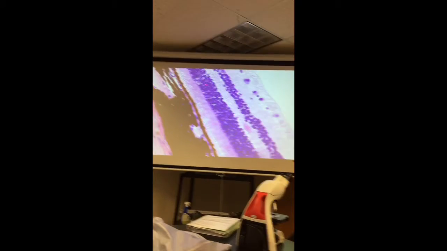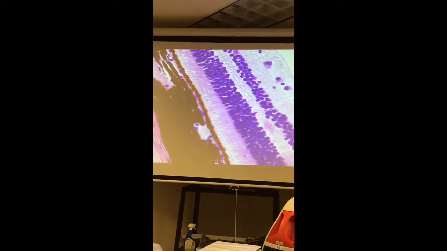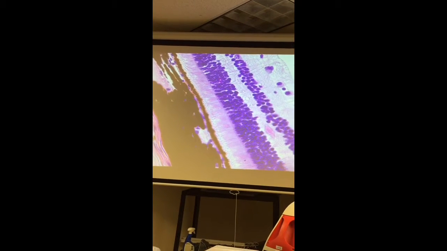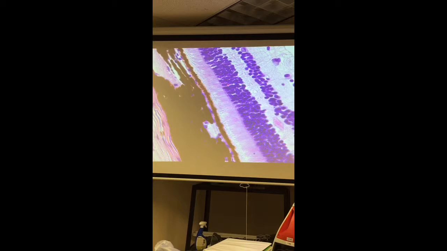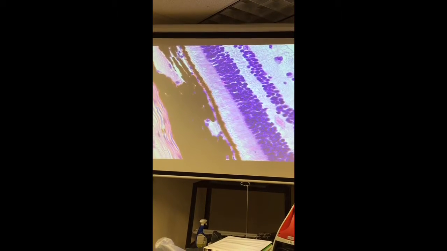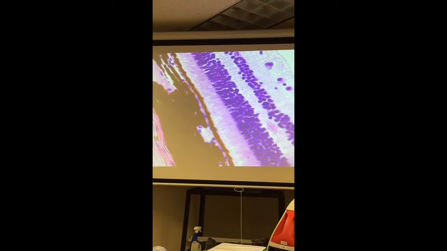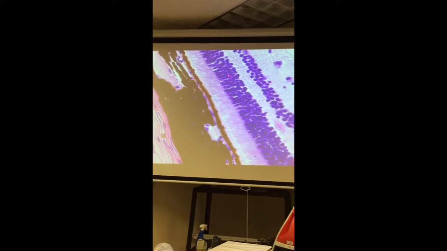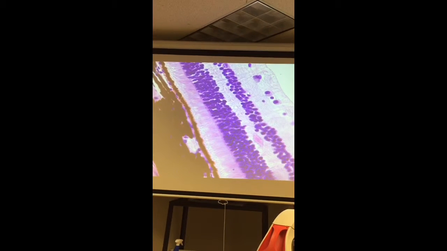This might be tough. Identify the receptor based on location. Oh, this one's kind of tough. So based on location, you had exteroreceptor, interoreceptor, and proprioceptor. So do you think this is detecting things on the outside of our body, the inside of our body, or our body position? Exteroreceptor.